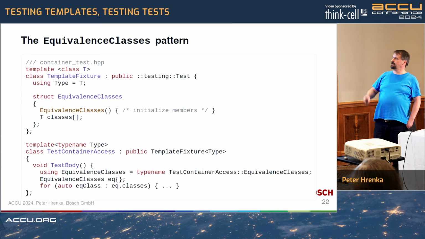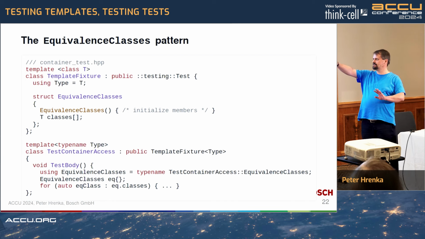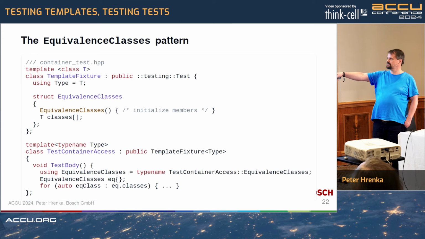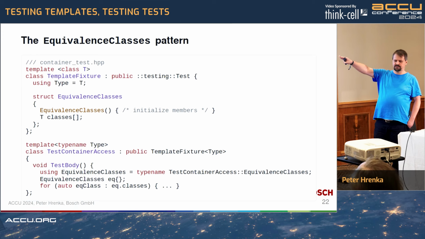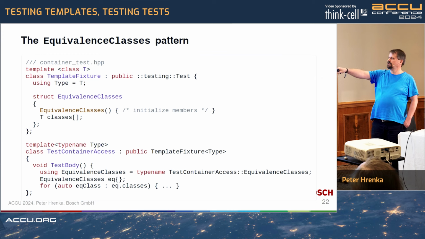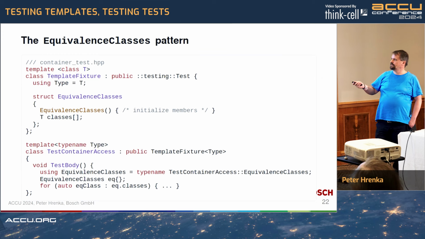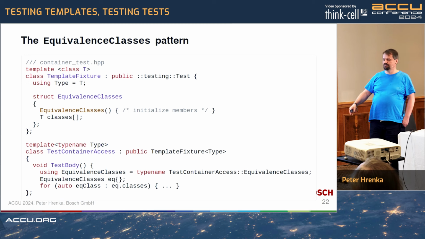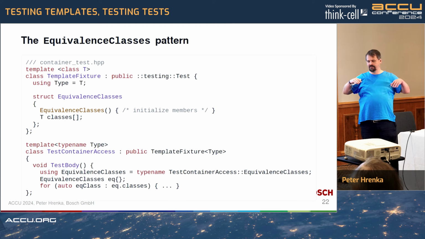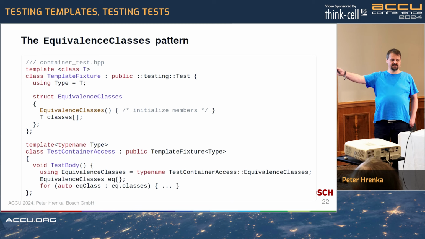Okay, and this is how it looks. Basically, the idea is we take a member class and we call it equivalence classes, and usually we call it the same way every time. The classes are inside some kind of array, could be a vector. And the pattern when we run this test is that we run through all the classes. We just have a for loop, take every item out, and do the testing on that.